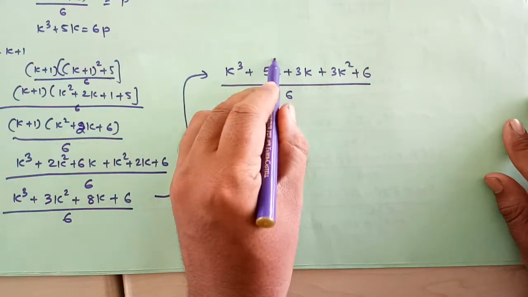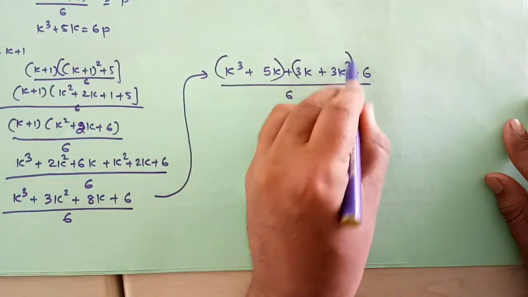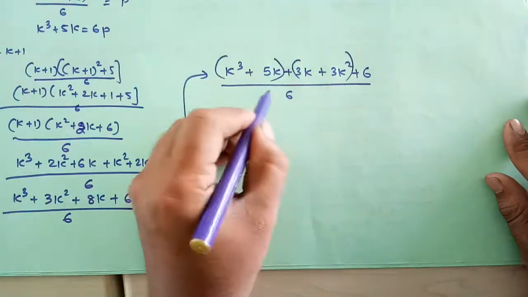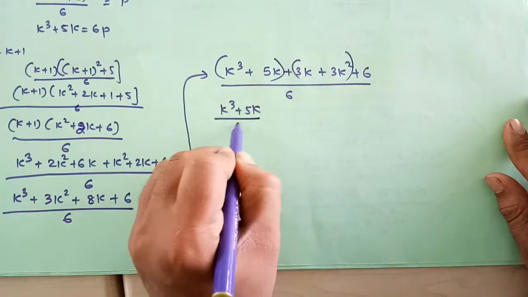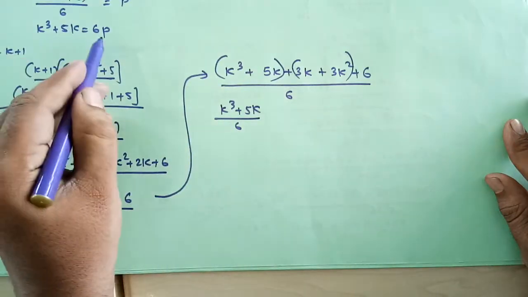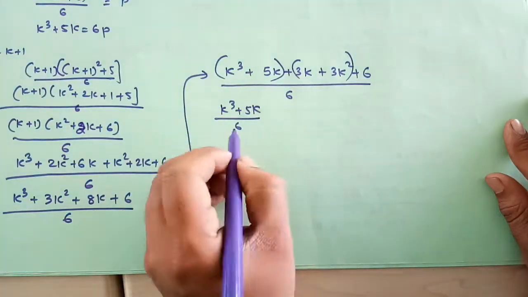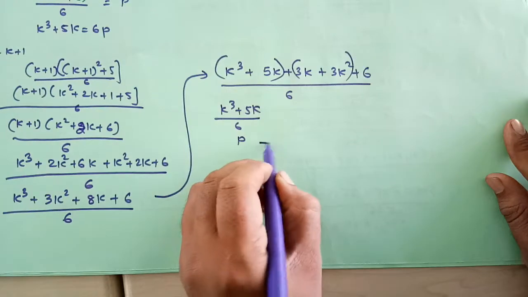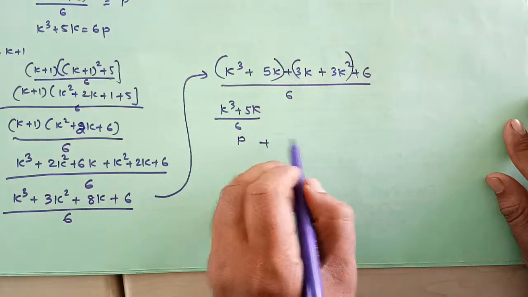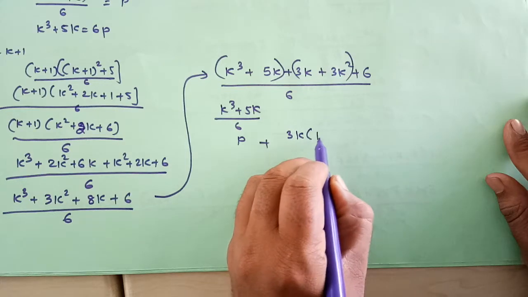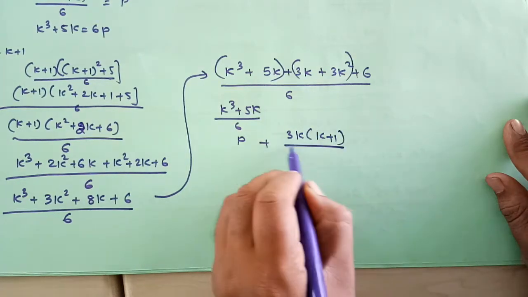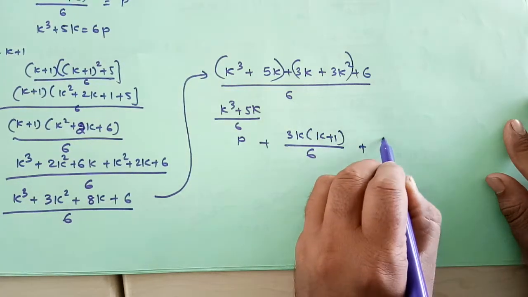Now I can pair up this number, and this alone. As I know that if I isolate this k cubed plus 5k over 6, I know that this is divisible by 6. Okay, and the value in fact is p. And now the next target is to prove this one. So 3k and (k plus 1) if I take common over 6, and 6 over 6 is 1.